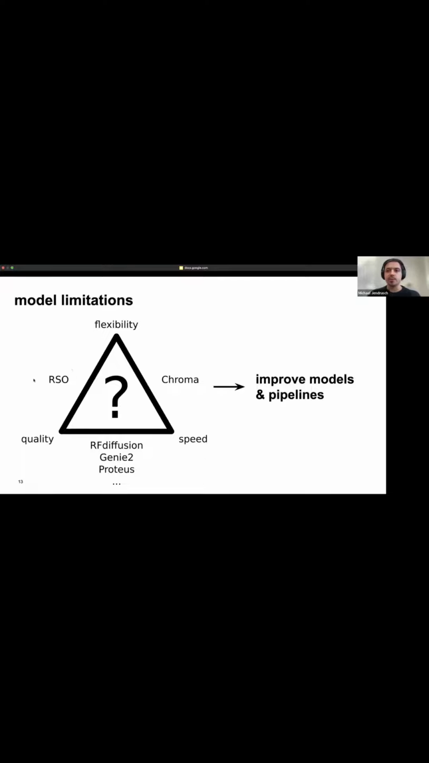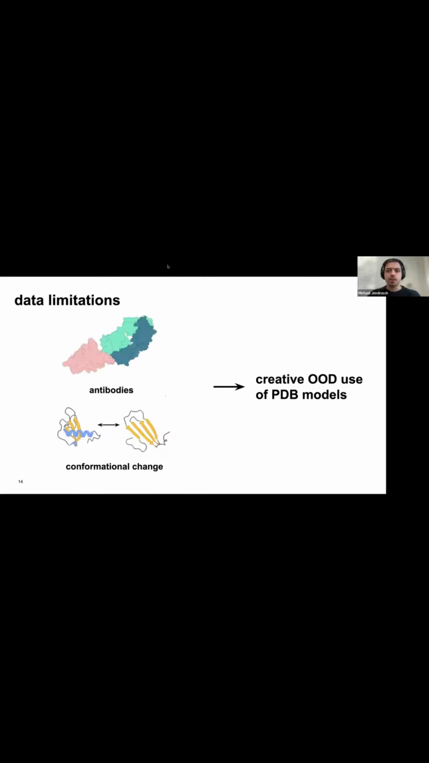On the other hand, hallucination-based methods like RSO give pretty good quality and are very flexible, but they are also very slow. And then there's Chroma, which for some reason seems to be very flexible and very fast, but the designability lags behind comparable models. So we want to be able to improve the models and pipelines here to get somewhere in the middle of this triangle.